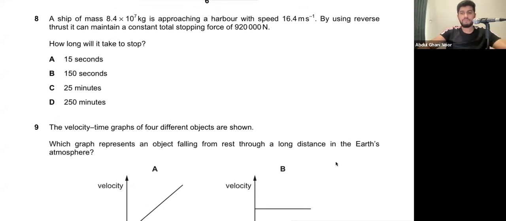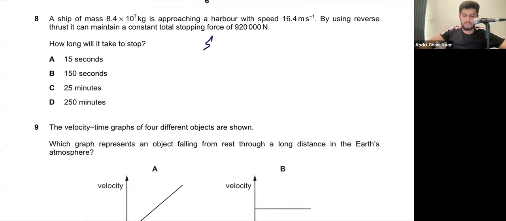Moving on. Question number 8 says a ship of mass 8.4 into 10 to the power 7 kilograms is approaching a harbor with a speed of 16.4 meters per second. By using reverse thrust, it can maintain a constant total stopping force of 920,000 newtons. How long will it take to stop?